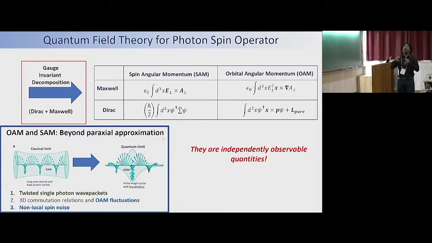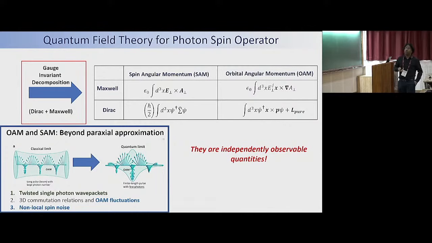That happens after you do the gauge invariant decomposition. So this is the spin angular momentum density. This is the transverse part of the electric field. This is the transverse part of the vector potential. This is an observable quantity, and the spin angular momentum is an observable quantity.